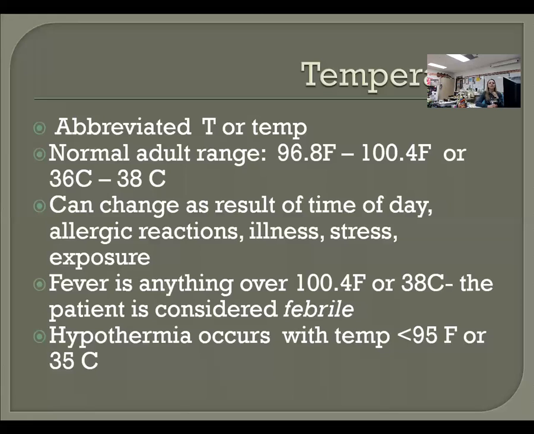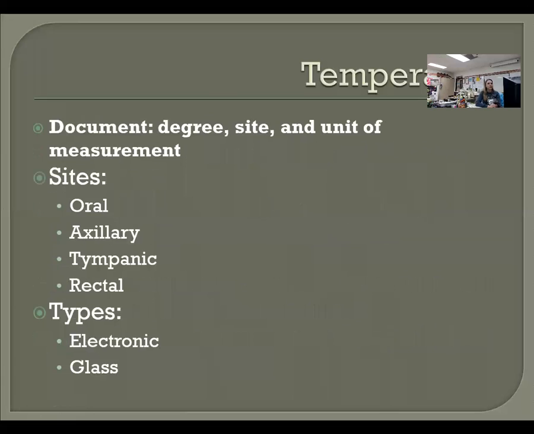Hypothermia occurs with temps less than 95. So hypo, remember, means low. So that literally means low heat. Hypothermia, low heat. Some things that are really important to document when you're taking someone's temperature are the degrees, obviously, the site, so where you take it, and then of course the unit of measurement. So if you got Fahrenheit or Celsius. Now you're not always going to have to write that down, it's pretty obvious sometimes, but.